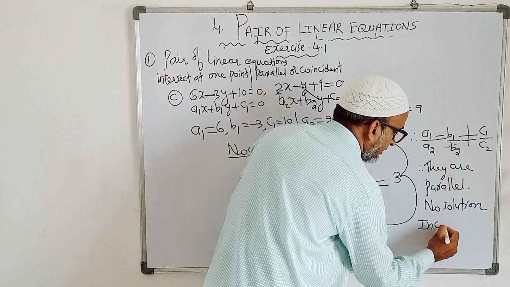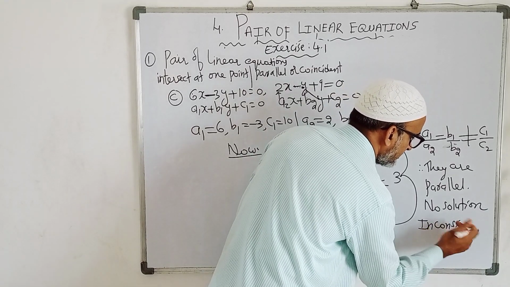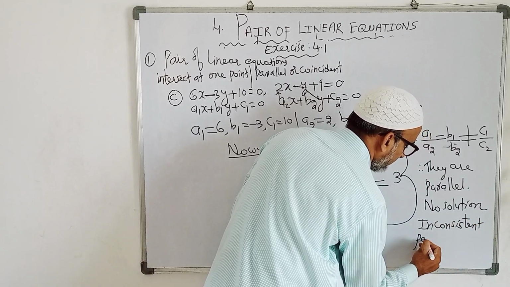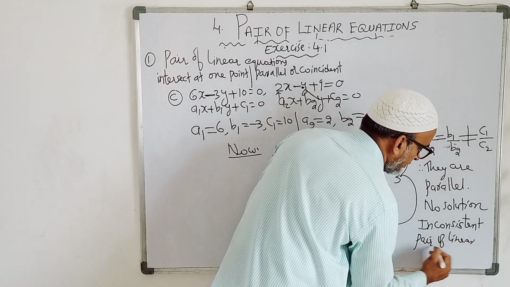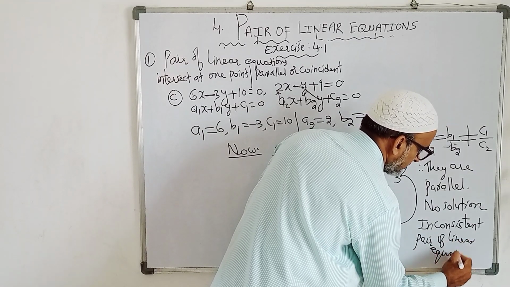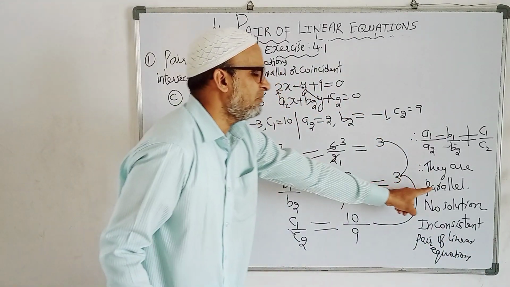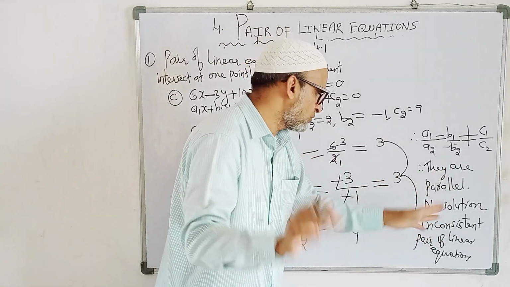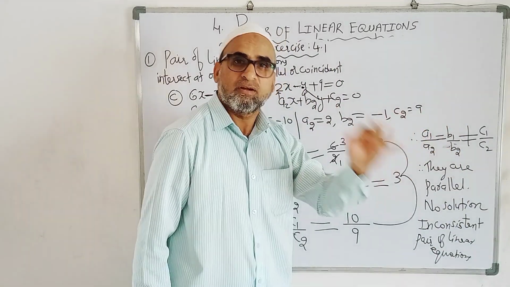If the lines do not have a solution, it is an inconsistent pair of linear equations. He is asking only simply how they are, that is, they are parallel. That much only, but I am giving extra. Parallel means no solution. No solution means that type of lines are known as what? Inconsistent pair of linear equations.